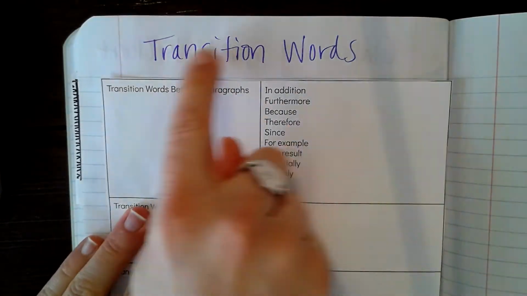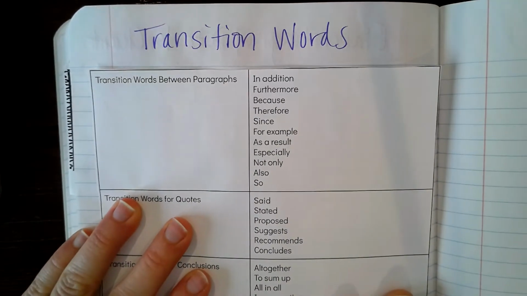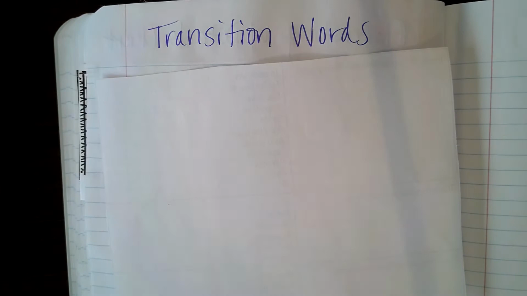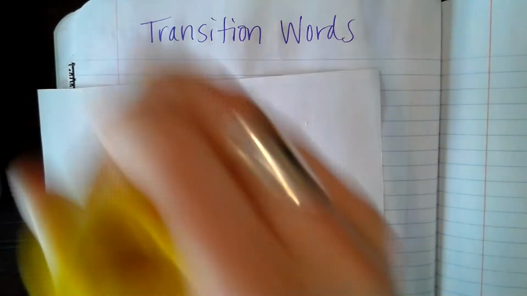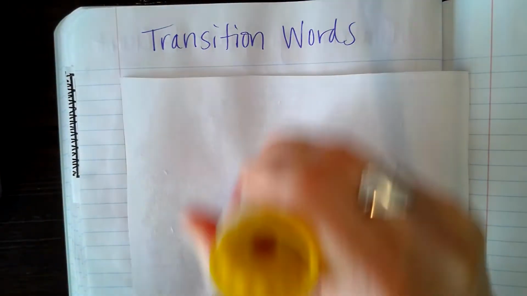What I'm going to have you do is title the top of your notebook paper or your next available page in your composition notebook, transition words. Cut this chart out and glue it in at the top of your page. We are going to take some notes on this page, so do leave some room. We're going to be writing about the purposes or ways that we can use transition words.